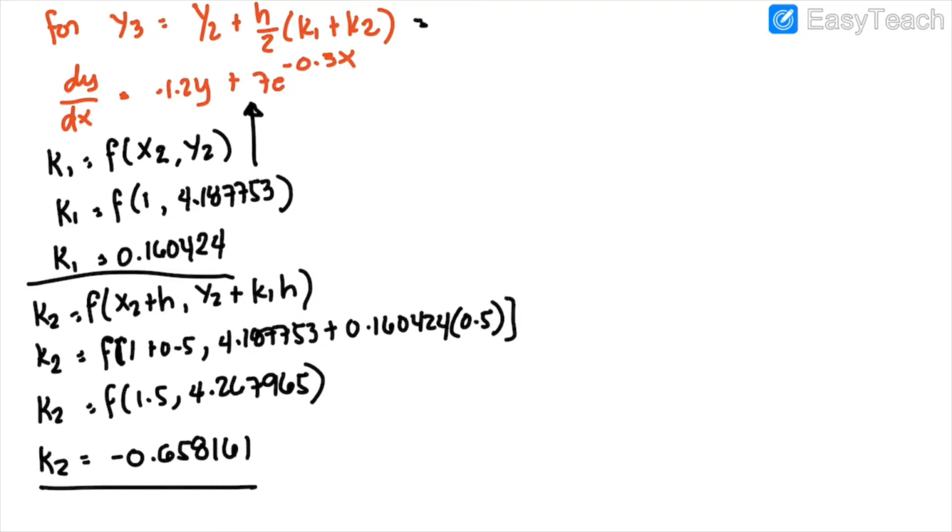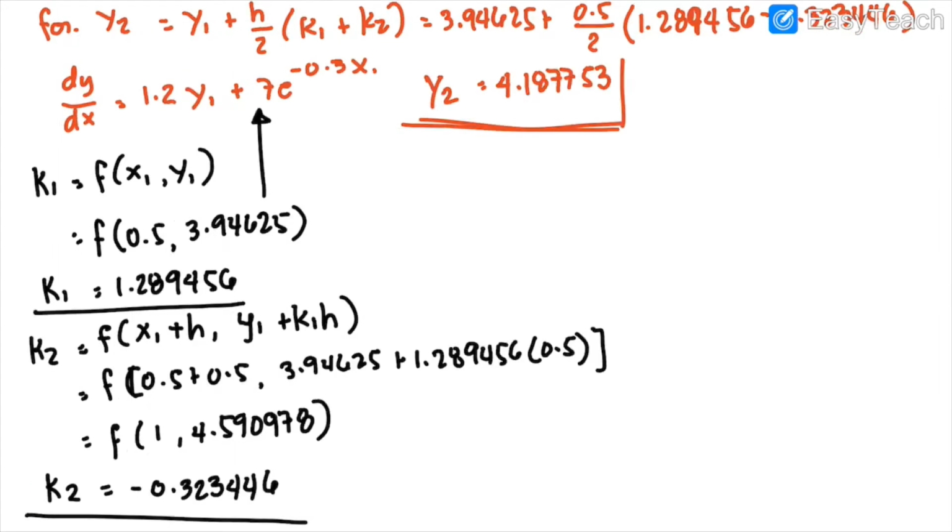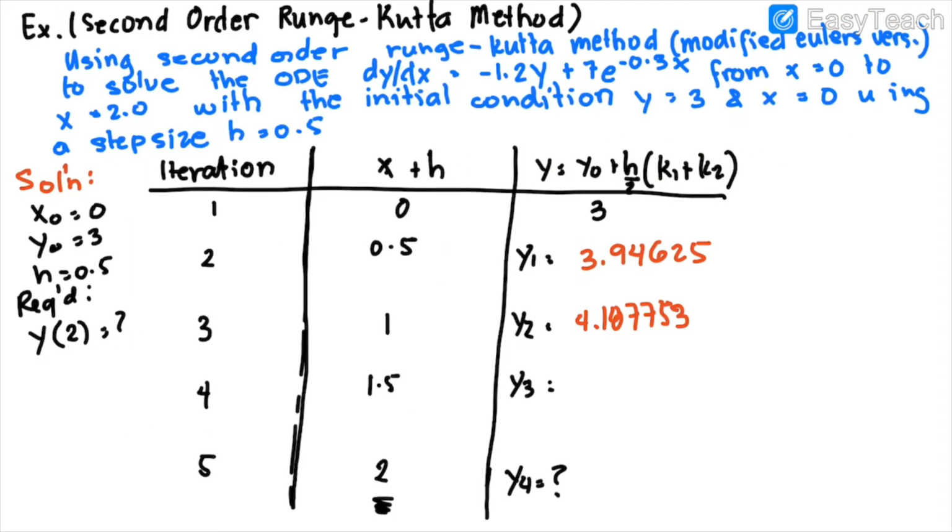Solving for y3, y2 was 4.187753 plus h of 0.5 over 2 times the computed value of k1 and k2 of 0.160424 minus 0.658161. Computing or simplify, y3 gives us the value of 4.063319. So yan na po yung ating y3. 4.063319.